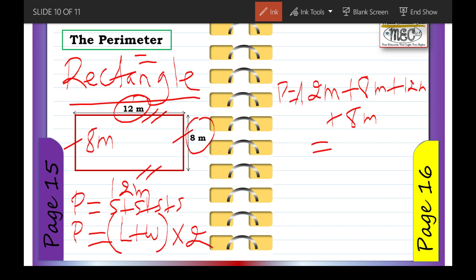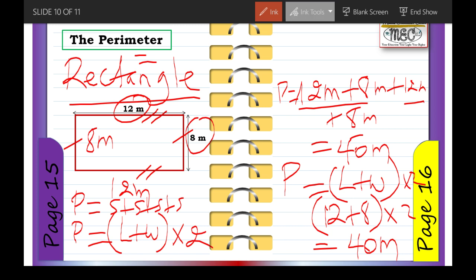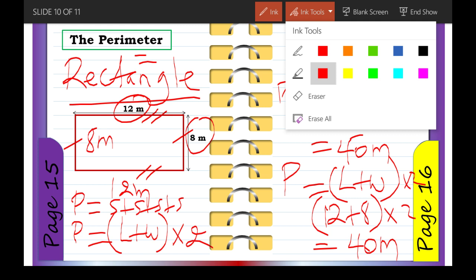Wow, so this is 20, and then 12 plus 8 is also 20. 20 plus 20 is 40 meters. As we said before, perimeter can also be equal to length plus width times what? 2, which is 12 plus 8 times 2, and then 12 plus 8 is 20, times 2 is 40 meters. So to find the perimeter of a rectangle, please add all the sides.